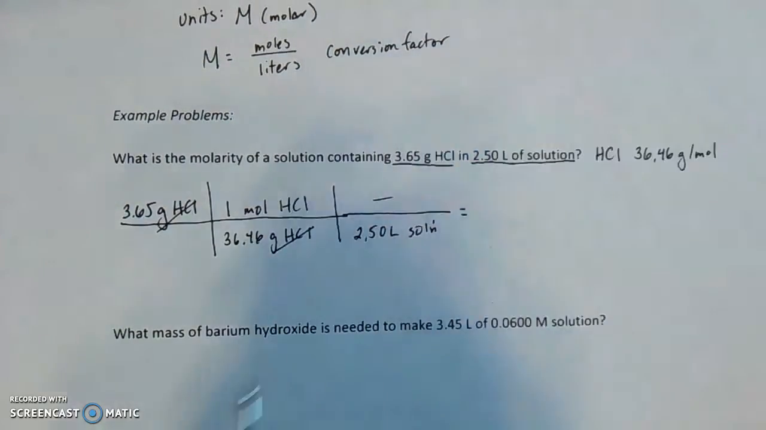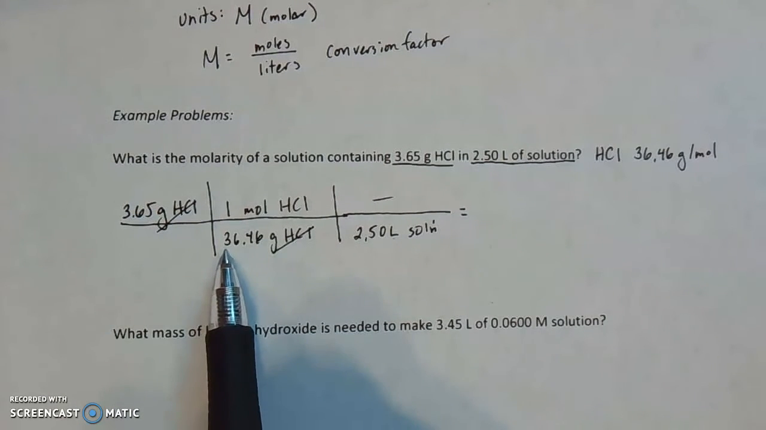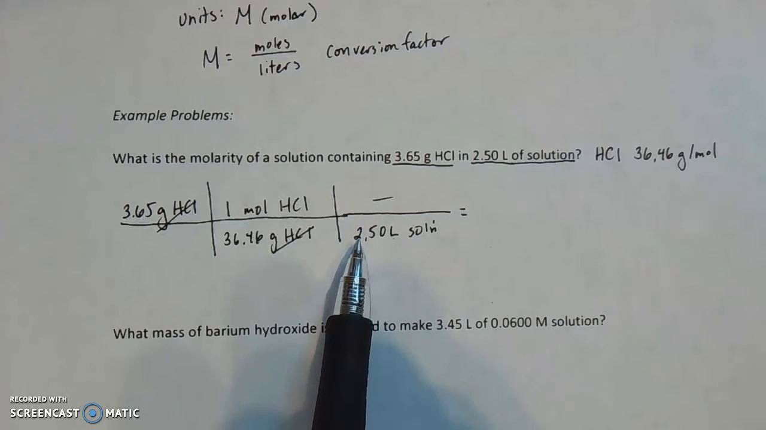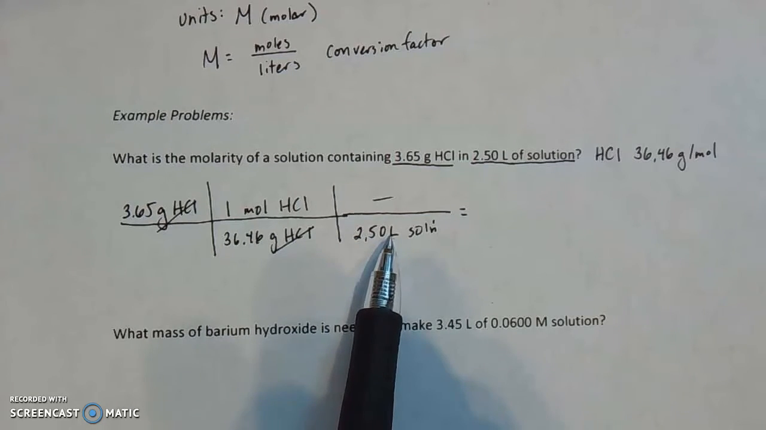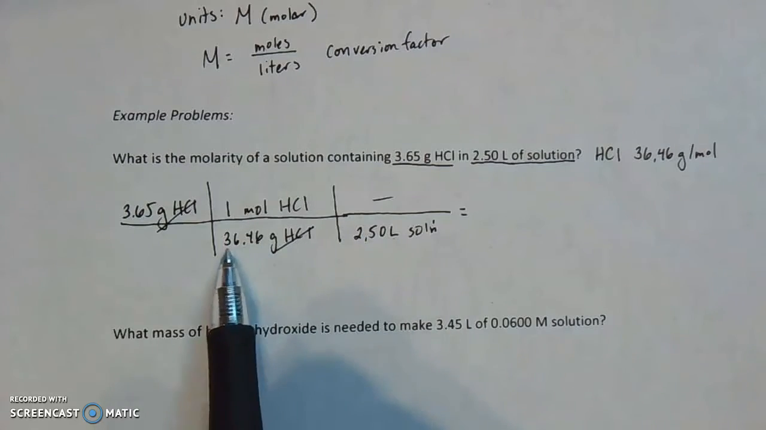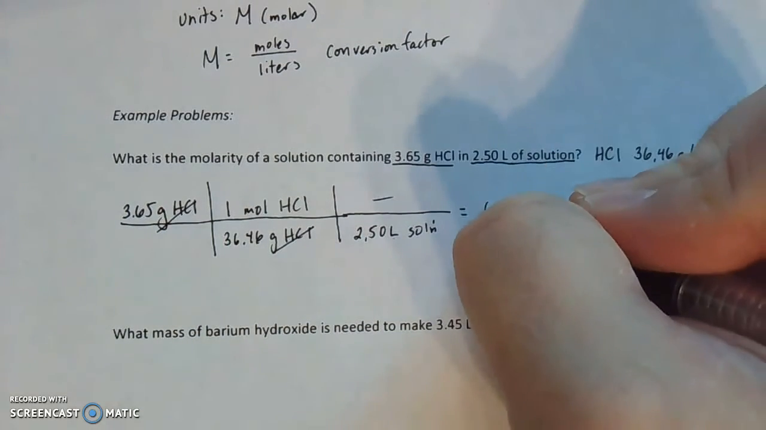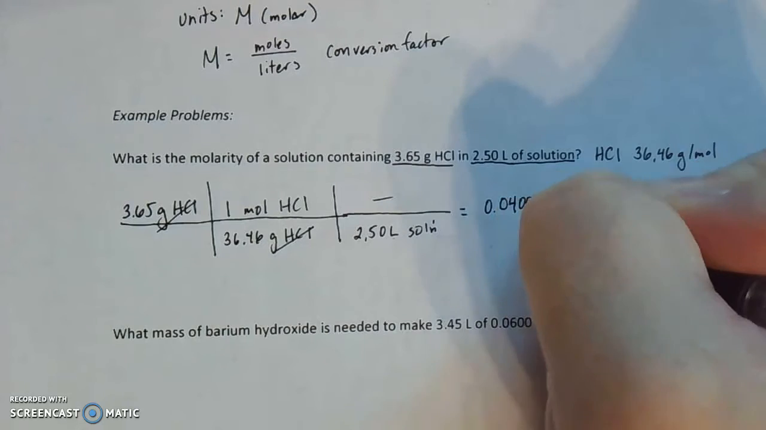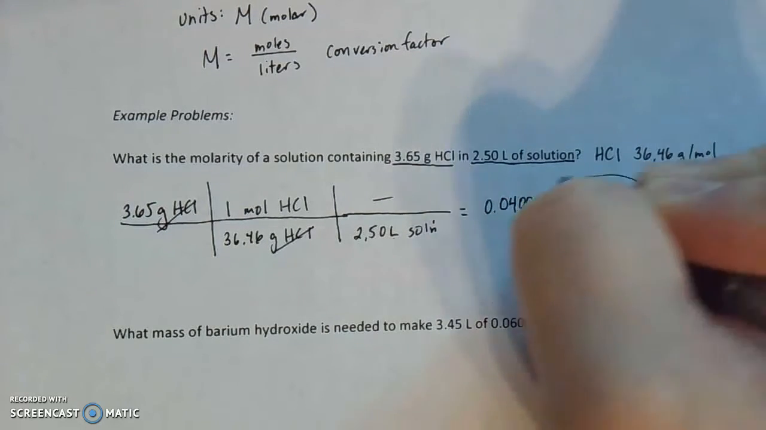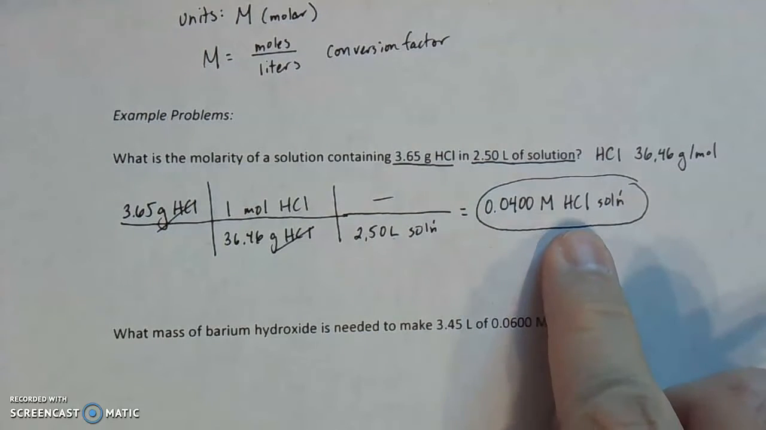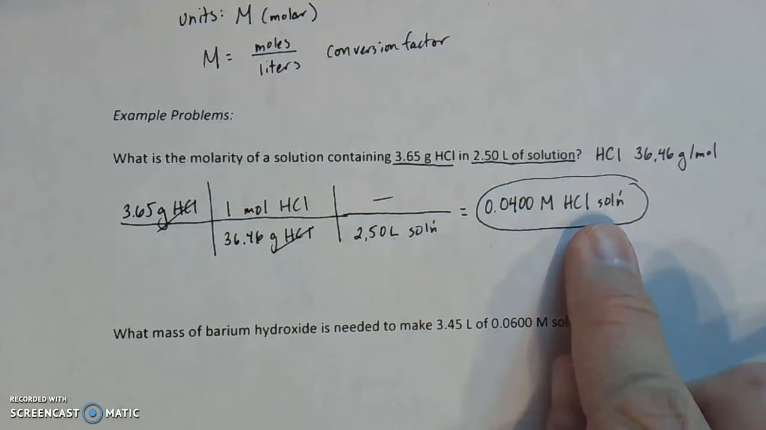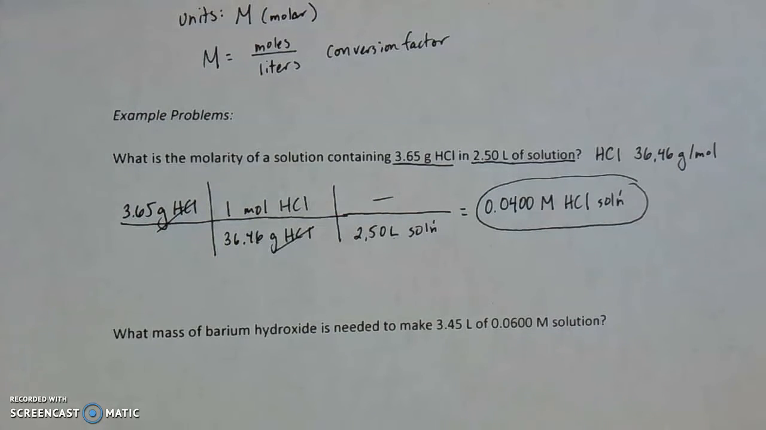molarity. So 3.65 divided by 36.46, hit equals, and then divide again by 2.50. Our answer should have 3 significant figures according to these values here, and you should get 0.0400 molar HCl solution. Now, if you write just HCl, that's fine. If you write HCl solution, that's fine also.